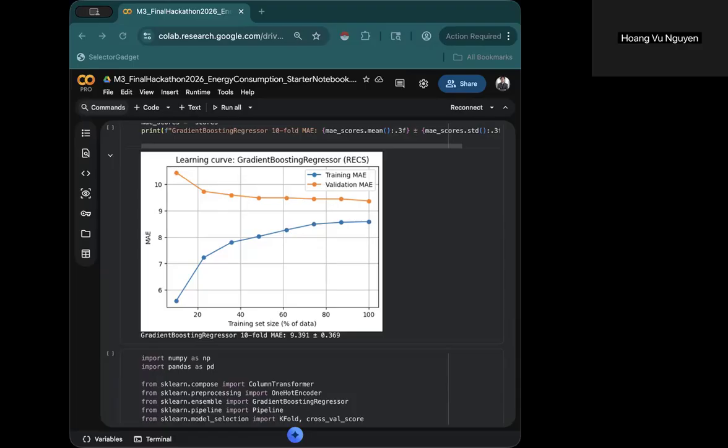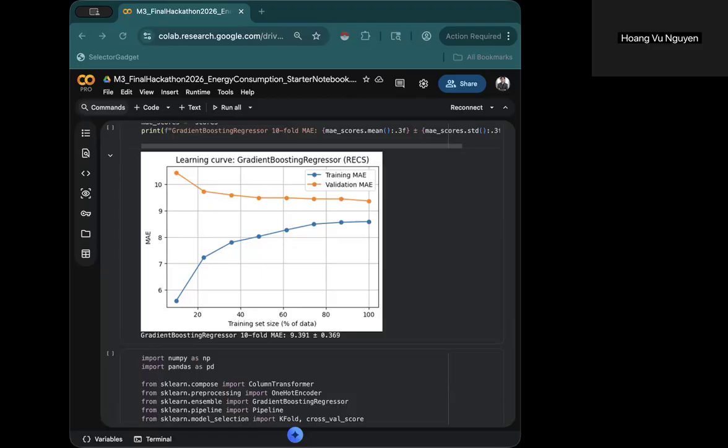Using a subsample of less than one introduces stochasticity, which reduces variance. Switching to Huber loss improved robustness to outliers in energy consumption, which is important because energy usage often contains extreme values. Each iteration was evaluated using cross-validated MAE of tenfold.